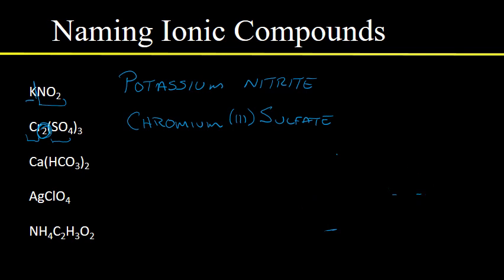All right. Our next one, our cation here is calcium. Our anion is a compound ion. I think we might have had that one on the last page, right? The cation, calcium, and this compound ion is hydrogen carbonate.